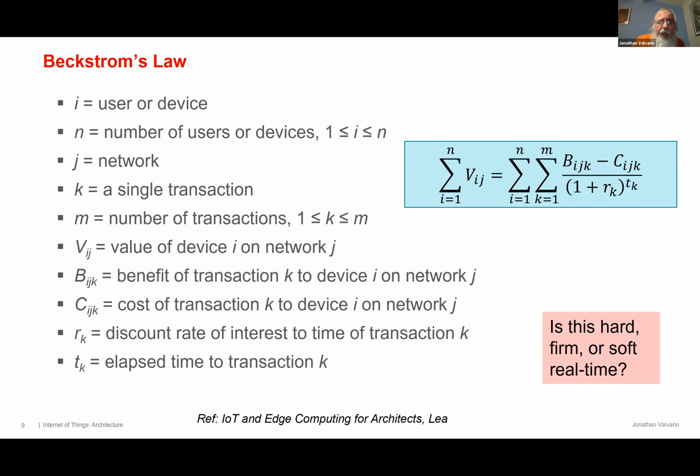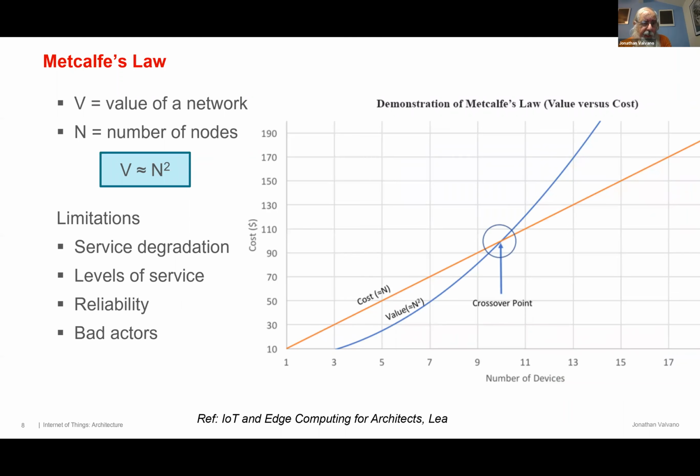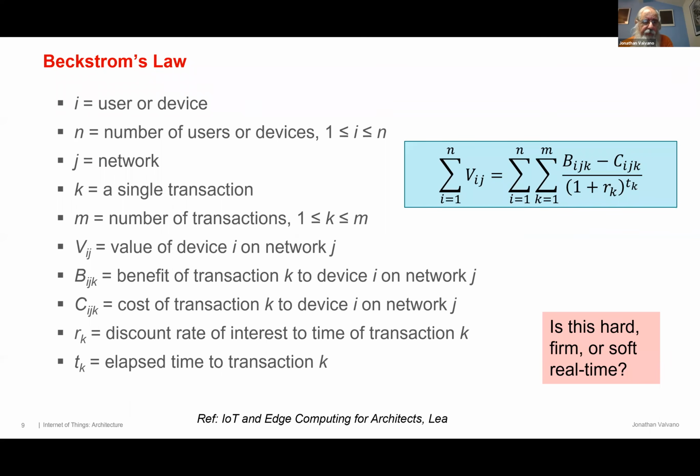So B sub K is the benefit of a packet being sent on device I on network J. And then C is the cost of sending that packet. So B minus C is profit. And the cool part of this is the fact that it does contribute to two of the factors that were described here. The first is service degradation, and the second is performance. How long does it take for the packet to get there?